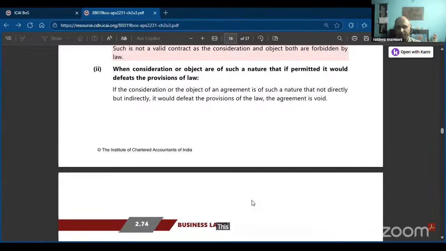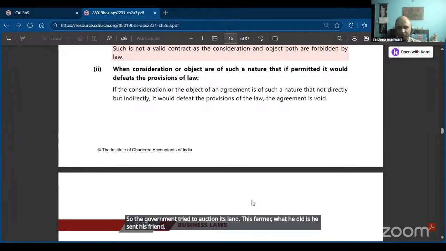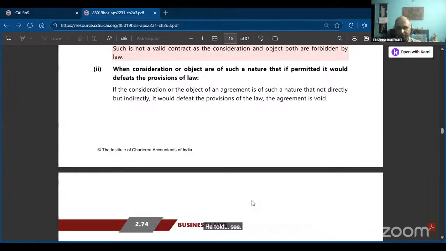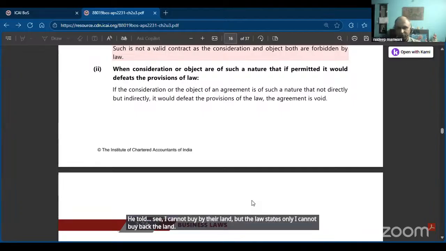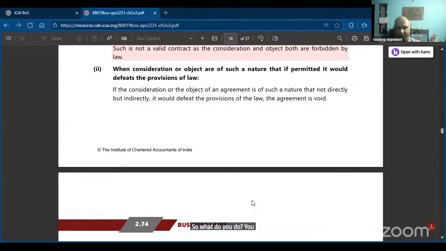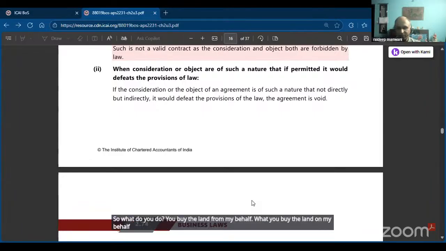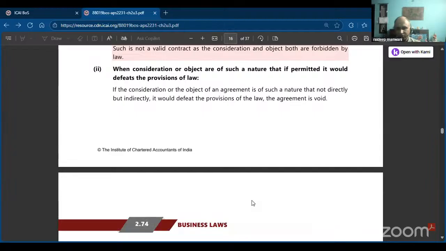This farmer did not pay the land revenue for 5 years. So the government tried to auction his land. This farmer sent his friend. He told him, see, I cannot buy back that land, but the law states only I cannot buy back the land. So you buy the land on my behalf, I'll give you the money, and then you sell it back to me. So this fellow went over there, he bought the land, and after a few days, he transferred the land to his friend.